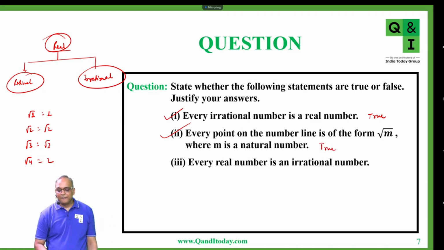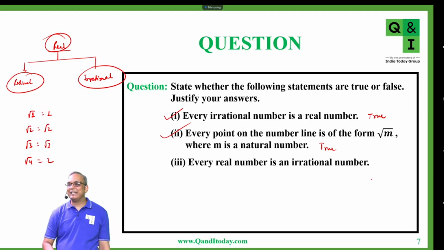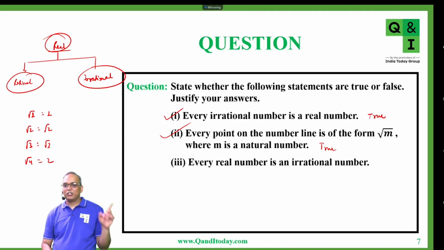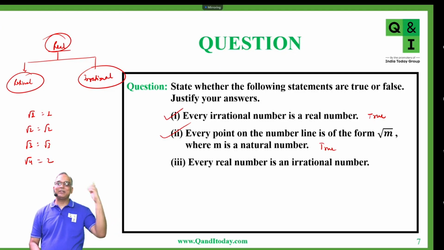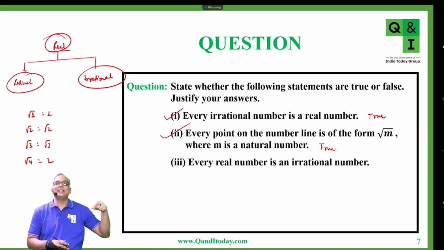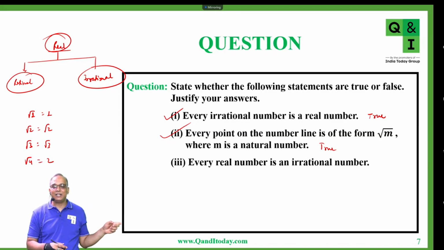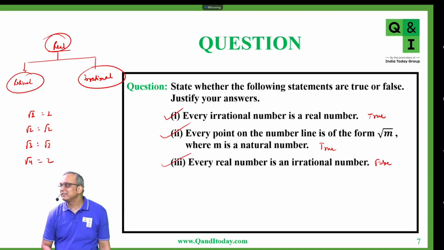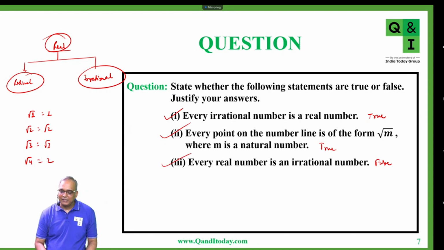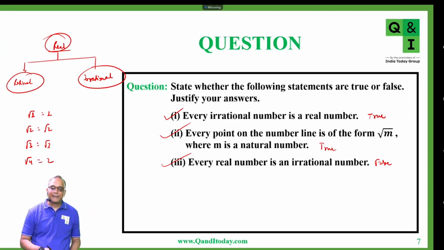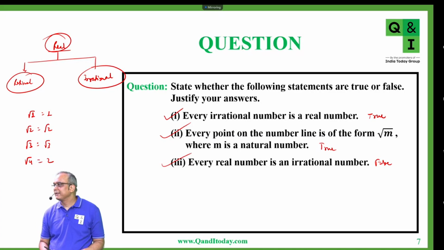Okay. Third one, every real number is an irrational number. Opposite is not true. Every irrational number is a real number because rational and irrational together form real numbers. But every real number is not necessarily an irrational number. It can be rational as well. So that's why this is false. The third one is false. Okay. So first was true, second was true, and third question is false. Clear, students? Shall we move ahead?